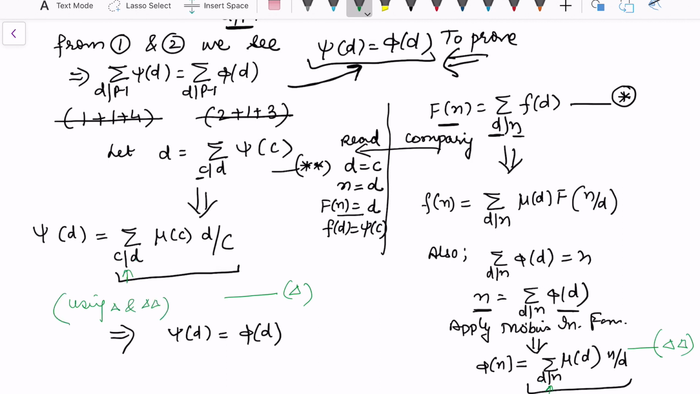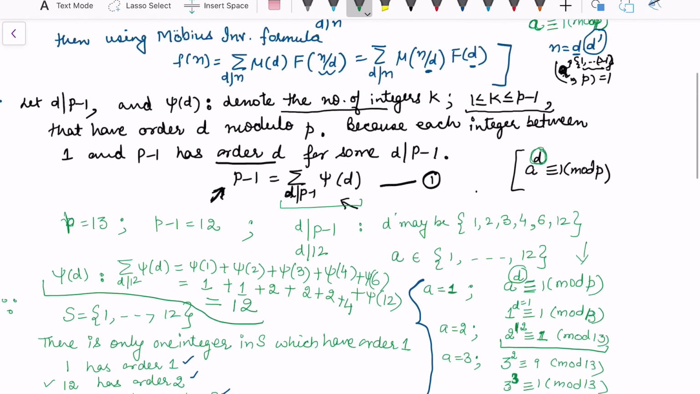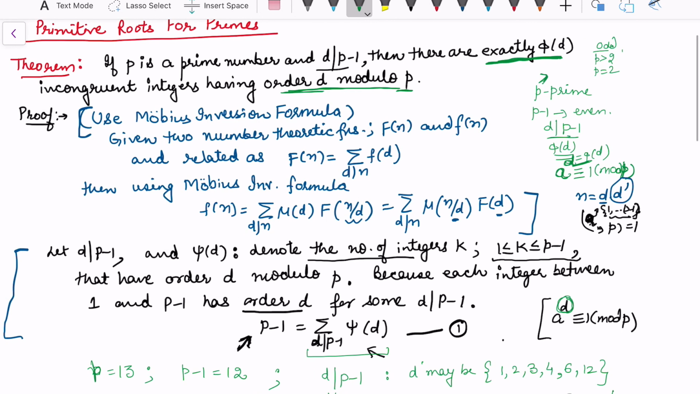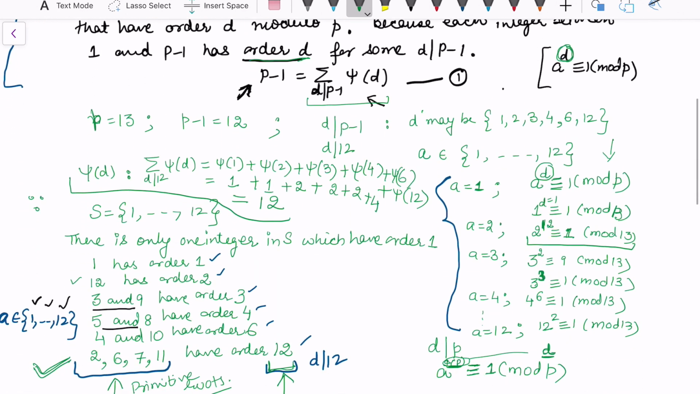Now let us see this again in the example. So the proof was not difficult. What we have to do is, let's see again a quick glimpse of the proof. We wanted to prove that for every d that divides p minus 1, there are exactly φ(d) incongruent integers having order d modulo p. So we count another function, φ(d), that has order d. So that means now we want to count all integers 1 to p minus 1 that have order d.